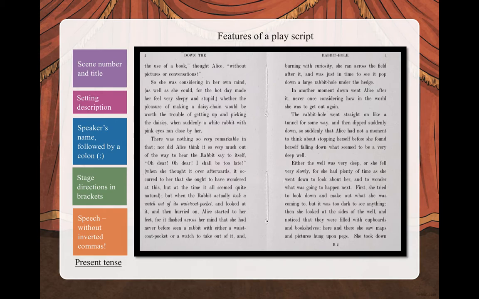So sometimes a play is created after someone has read a book. And they think, you know what, it would be wonderful to see that book I've read on stage. So in order to have the play, they would need to look at the book and then create a play script for that particular story.